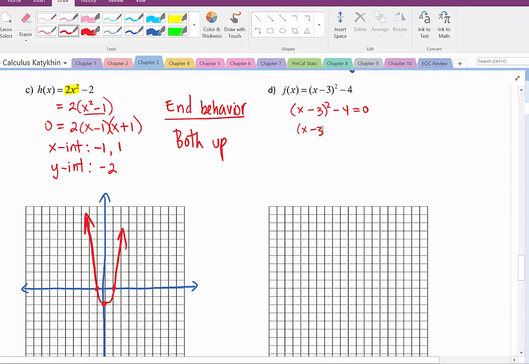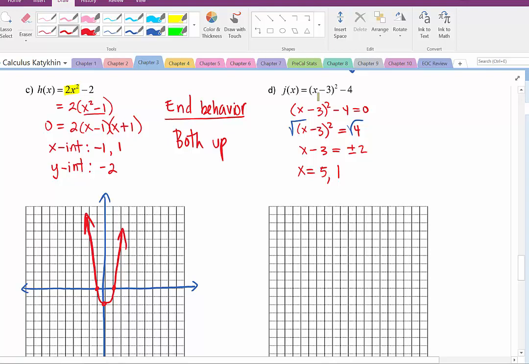We get x minus 3 squared is equal to 4. Then take the square root on both sides. Square root, square root. We get x minus 3 is equal to plus or minus 2. And that will imply that x is equal to, if I add the 3, 2 plus 3 is 5, but negative 2 plus 3 would be 1. So my x-intercepts are going to be at 5 and 1.